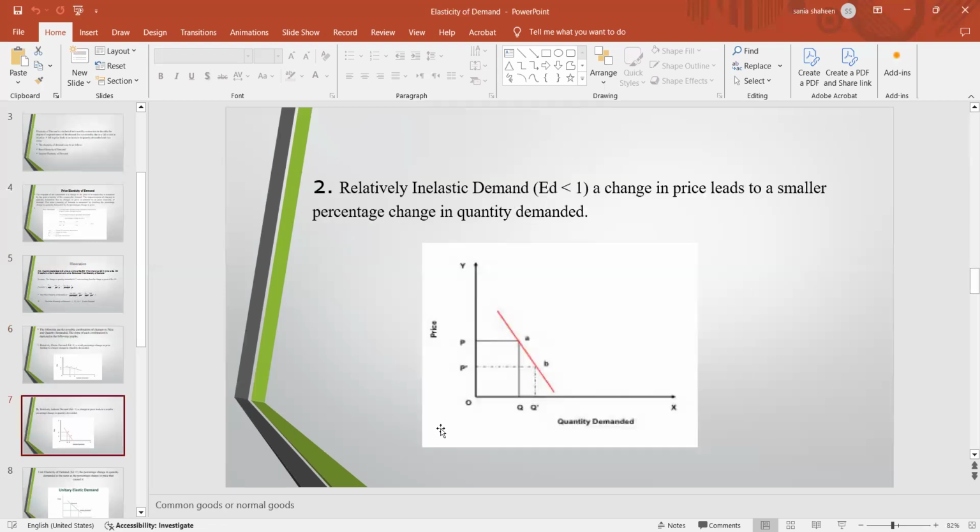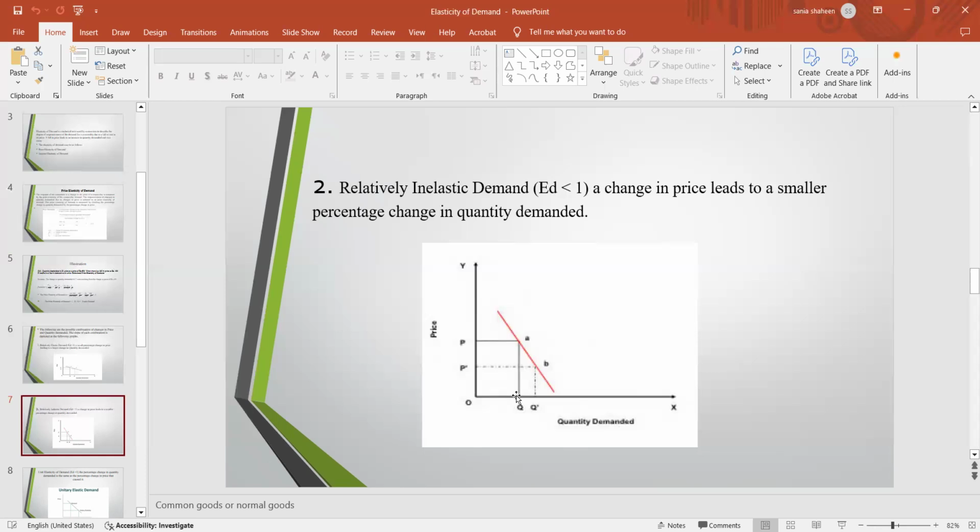The other case is relatively inelastic demand. With inelastic demand, elasticity is always less than one, showing a larger change in the price level but only a small change in the quantity demanded. In that case, the elasticity of demand is less than one, and the demand curve is always steeper. The steeper demand curve shows a larger change in the price level, but its effect on the quantity demanded is smaller, which means the quantity demanded is affected very little by the changes in the price level.